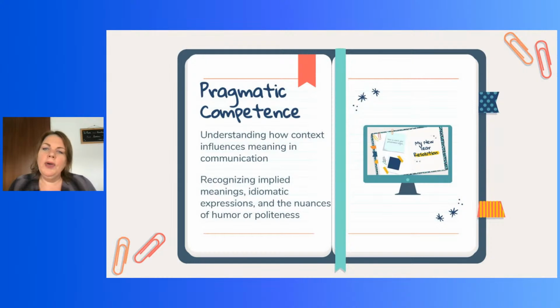And the last component is pragmatic competence. Maybe some of you have studied pragmatics before in your studies at university. So pragmatics is language in context, right? So pragmatic competence is understanding how context influences meaning in communication. This means recognizing implied meanings, making inferences, idiomatic expressions, and the nuances of humor or politeness, right? Things like that are different according to different languages, different cultures, etc.